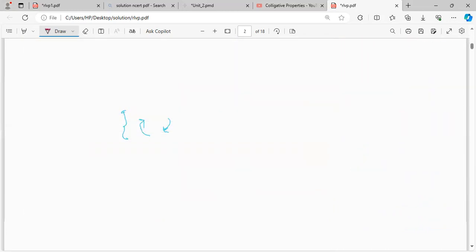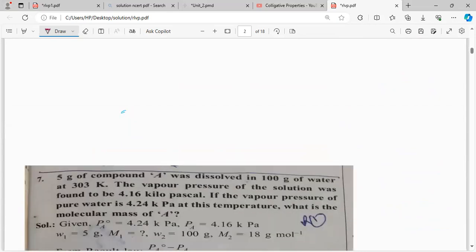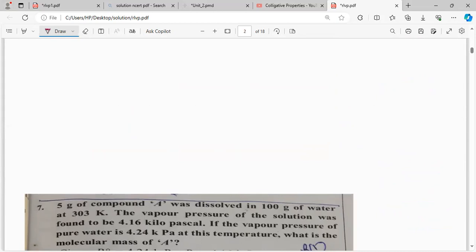Now let me check one more problem. This problem I'm giving you, but I am not showing you the solution. Now you do this one. Here you can do 7-1. They are saying 5 gram compound A was dissolved in 100 gram water. The vapor pressure of the solution was found to be P1 kilopascal. If the vapor pressure of pure water is the same one, kilopascal, at the same temperature, what is the molar mass of A? Can you do?